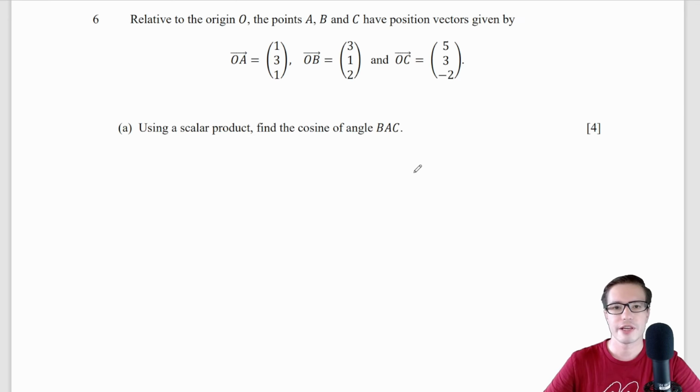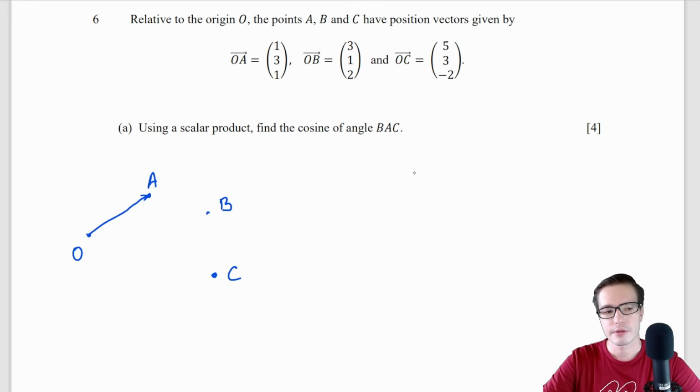For the question about vectors, it's always a good idea to draw a diagram. Your diagram doesn't have to be precise or accurate. All we care about is the relationship or the relative position of the points. Okay, so that's vector OA, OB, and OC.